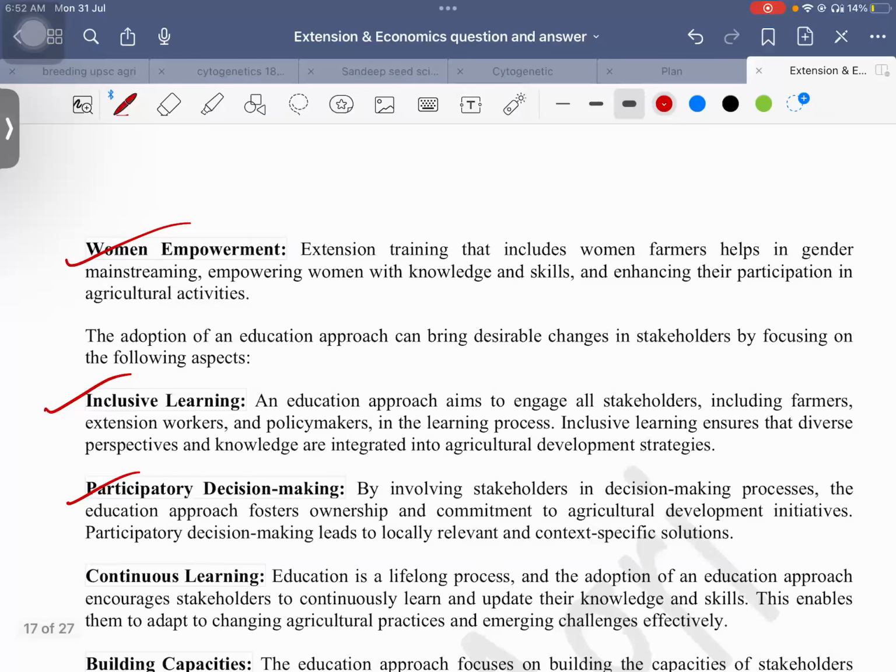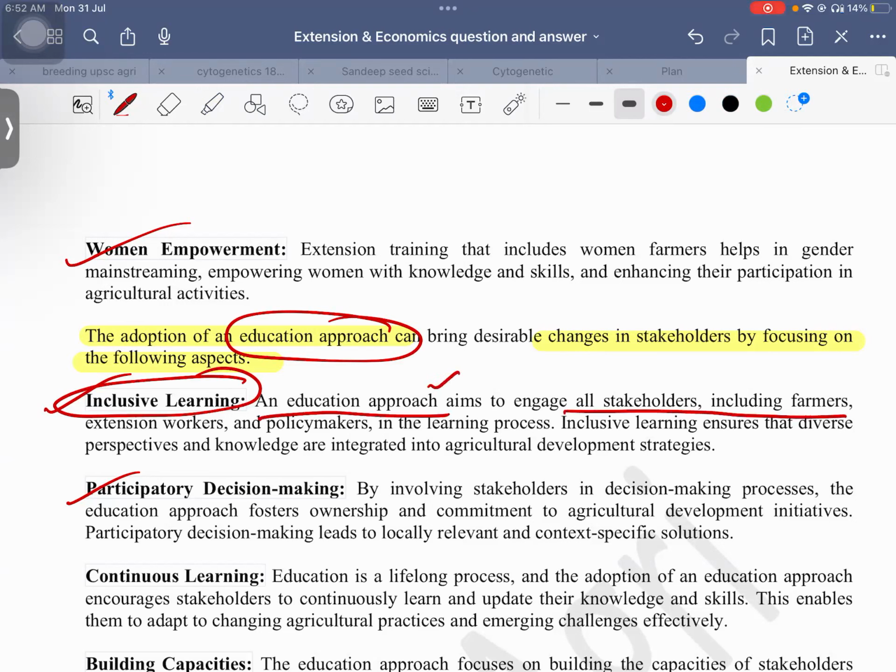And next, this is a new question, a new topic: adoption of an educational approach to bring desirable change in stakeholders by following different aspects. What is this educational approach? Like inclusive learning, wherein we are providing education, engaging all stakeholders, extension workers, policymakers, everyone, to ensure that we have a perspective knowledge integrated with agriculture, taking everyone into consideration.